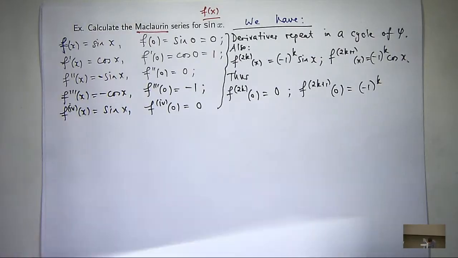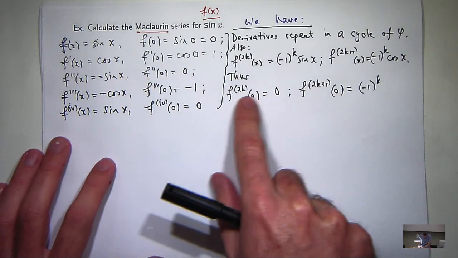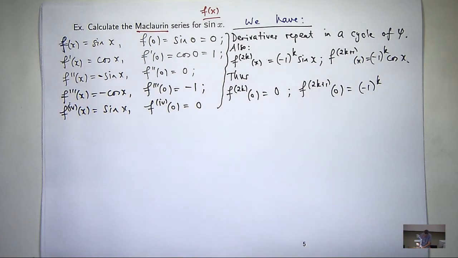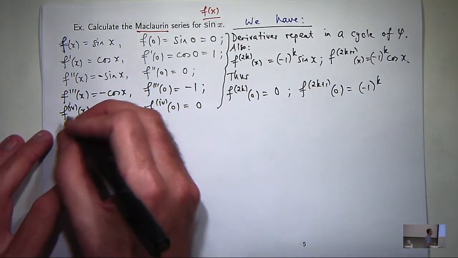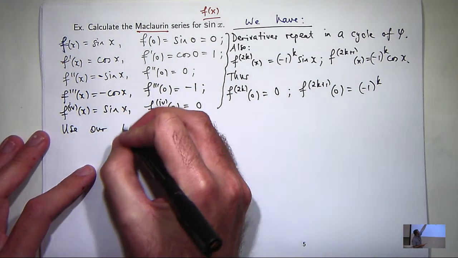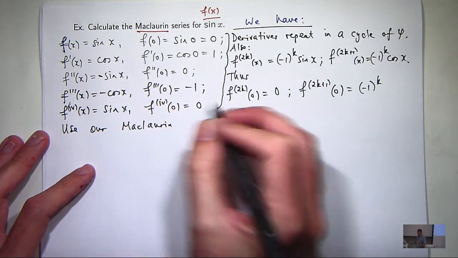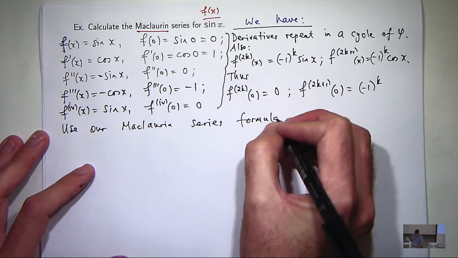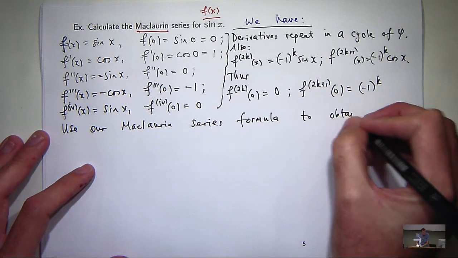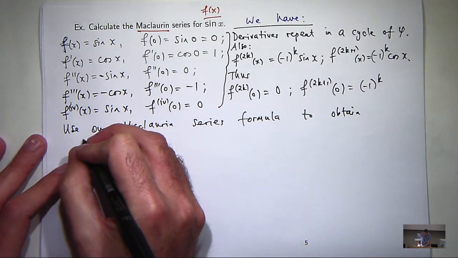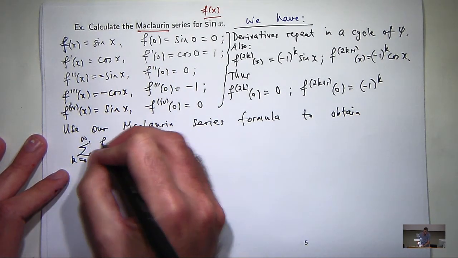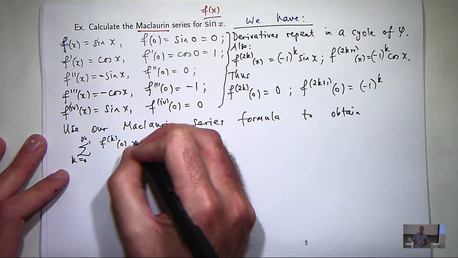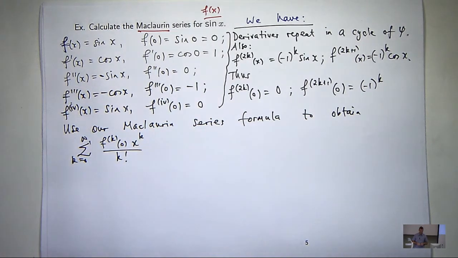So we use our Maclaurin series formula to obtain the following. Now I'm going to write this out to give you a bit more of a feel for it. That sort of sigma notation is real compact, and a lot of people look at that and go, that looks weird, that looks hard. So let me write out some of the terms here, and then we can put things sort of back together if we want.